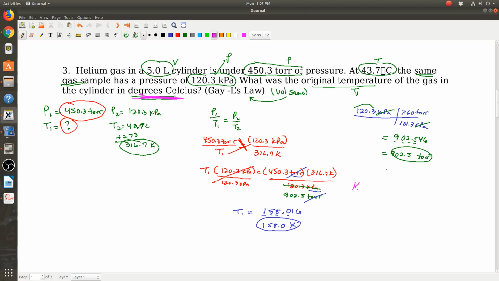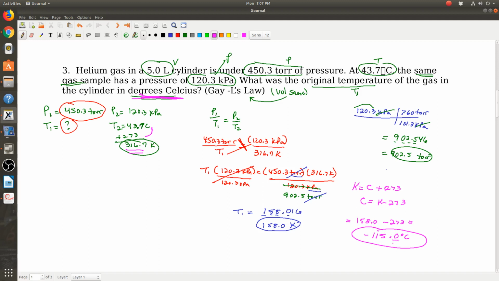Remember that kelvins is equal to Celsius plus 273. We've been using that right here. We used it to convert to kelvins. And that means that Celsius is equal to kelvins minus 273. So I'm just going to say 158.0 minus 273. And I get a negative 115.0 degrees Celsius. That's a perfectly legitimate number.